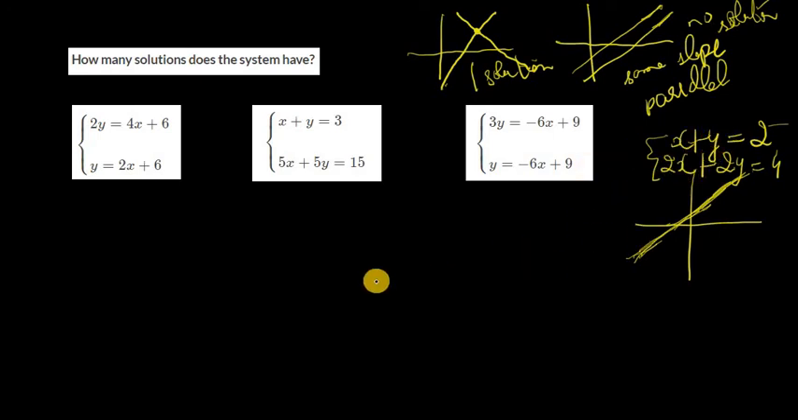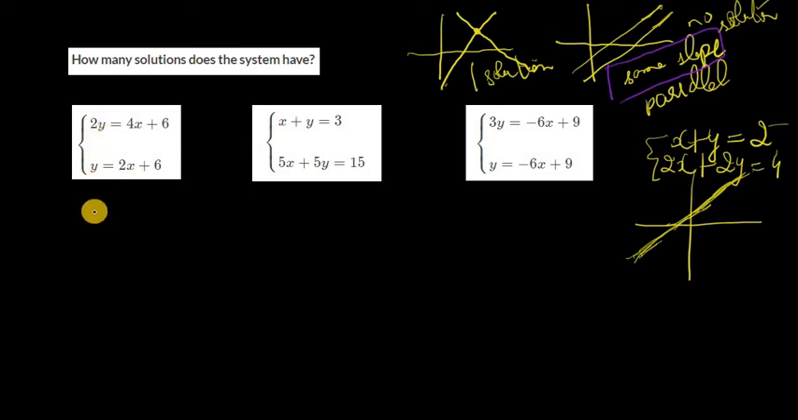At any point on the system, both lines would have the same points for x and y. So let's use this information to find the number of solutions for each of these systems. For the first one, the first thing I need to do is check if they have the same slope or not.